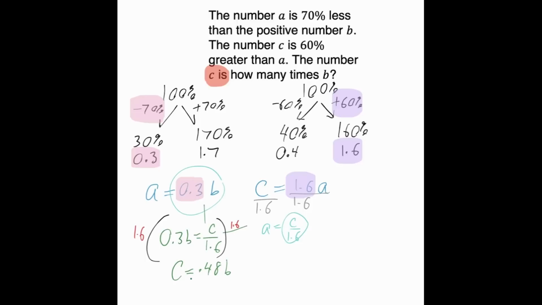0.48B. In other words, if we were asked for a percent, we would now say C is 48% of B. But the way they're asking it, how many times? C is 0.48 times B. It's B times 0.48. So that is our answer.